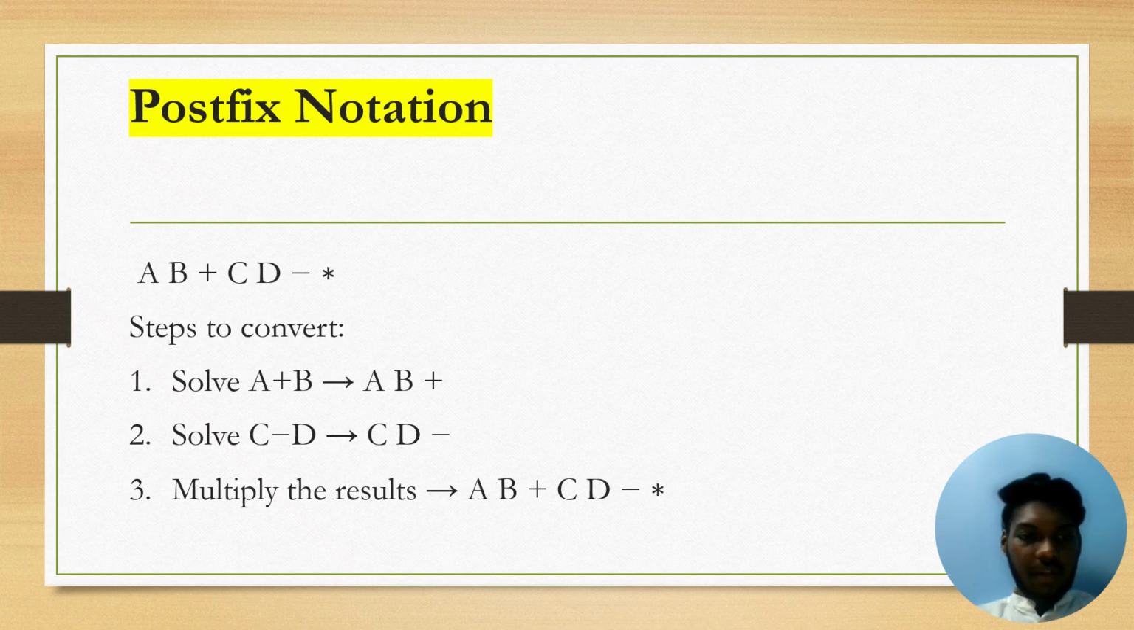First, solve the first part, starting with A plus B, which becomes AB plus in postfix notation. Second, handle the second part, C minus D, which becomes CD minus. Lastly, we combine and multiply the results of the two sub-expressions, resulting in AB plus CD minus times. Through this process, you can see how the hierarchy of operations is preserved and the notation becomes machine ready.